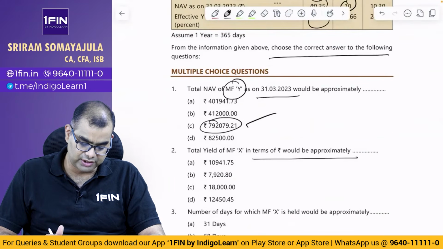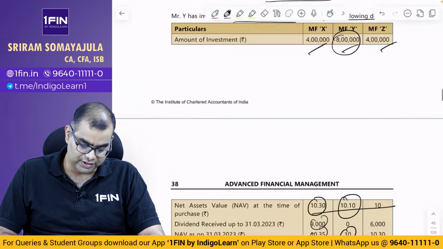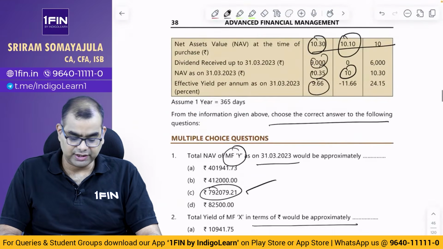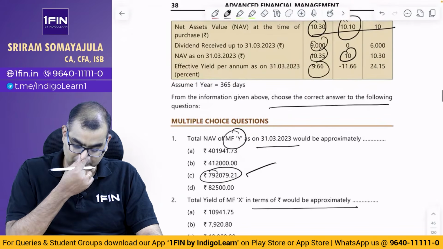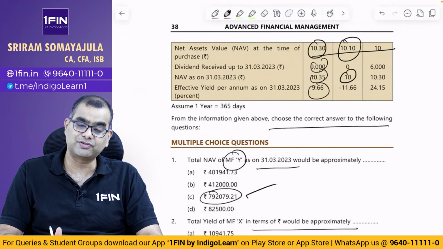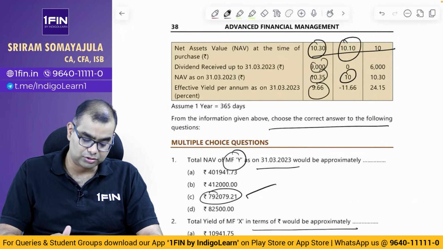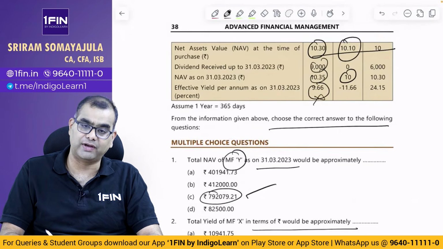Now total yield in terms of rupees, they've got 38,640, but this 38,640, when did you invest? 38,640 is per annum, but it doesn't appear that this is a per annum scenario. Very clearly, the investment was made somewhere in the middle of the year. So you cannot consider this. What you have to do is consider absolute value.